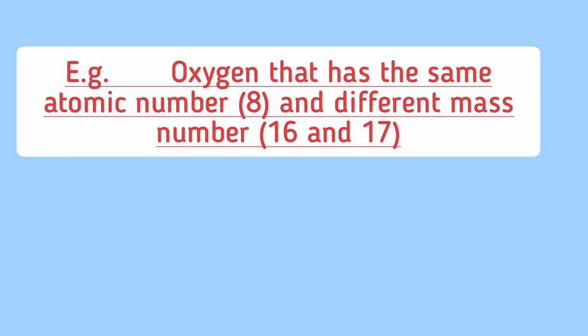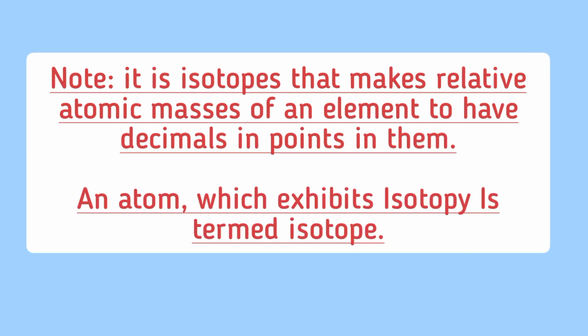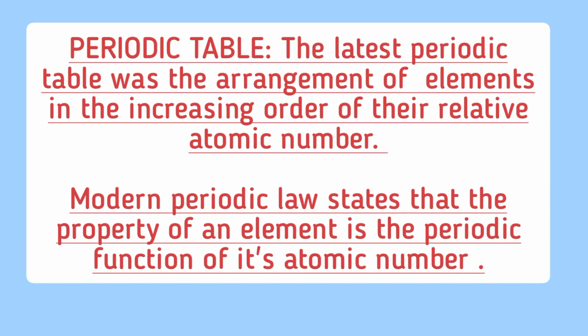E.g., oxygen has the same atomic number 8 and different mass numbers 16 and 17. That is for oxygen. Then you take note, it is isotopes that make relative atomic masses of an element have decimal points. An atom which exhibits isotopy is termed an isotope.